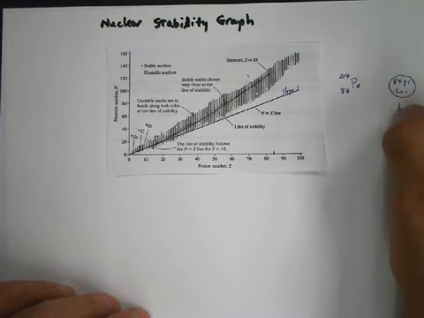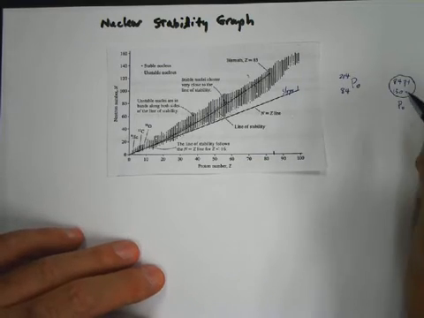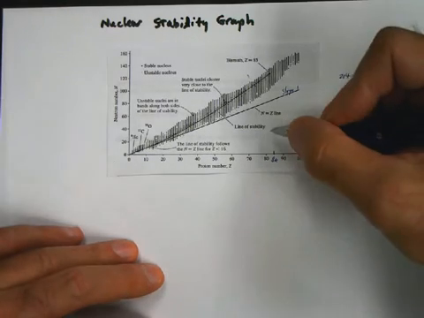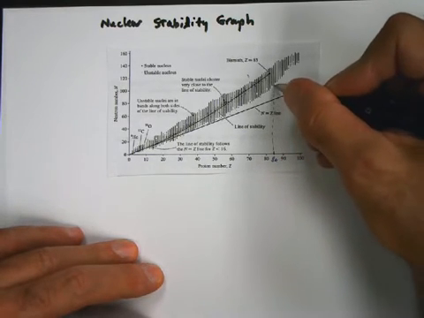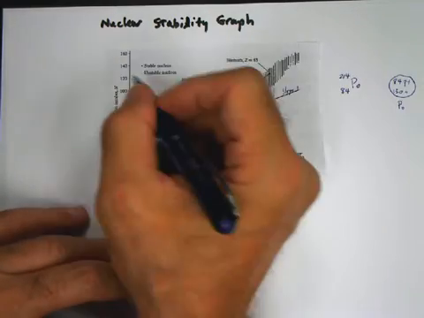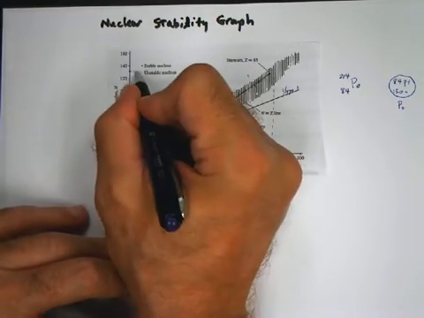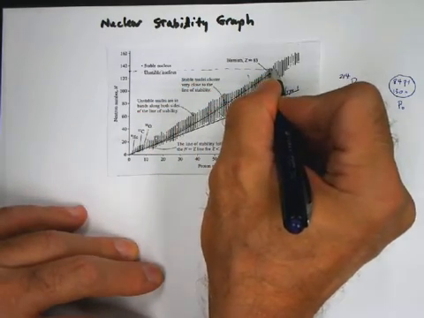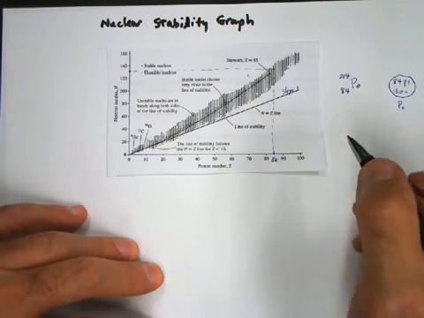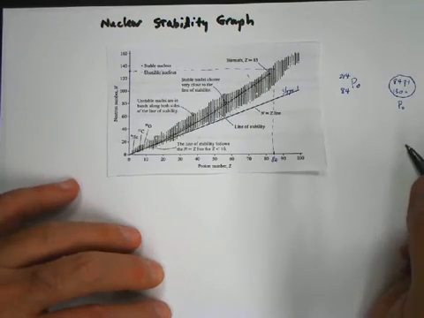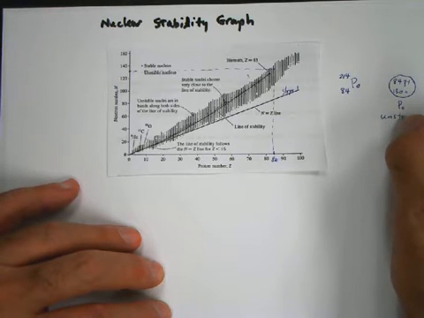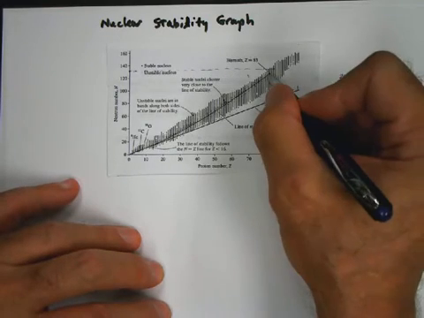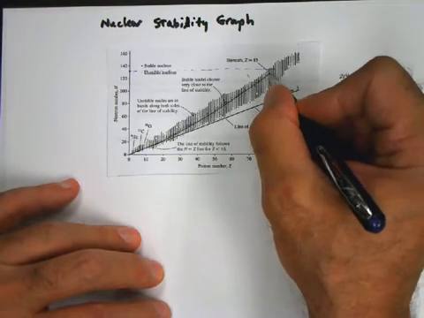Let's see where that falls. So here's 84 right here. We move up vertically, and then we go over to 130, which would be right here. I'll try to stay straight. And so that's beyond this band of stability, isn't it? So that means that polonium is unstable. It's going to be radioactive, since it falls to the right of this bold stability band.